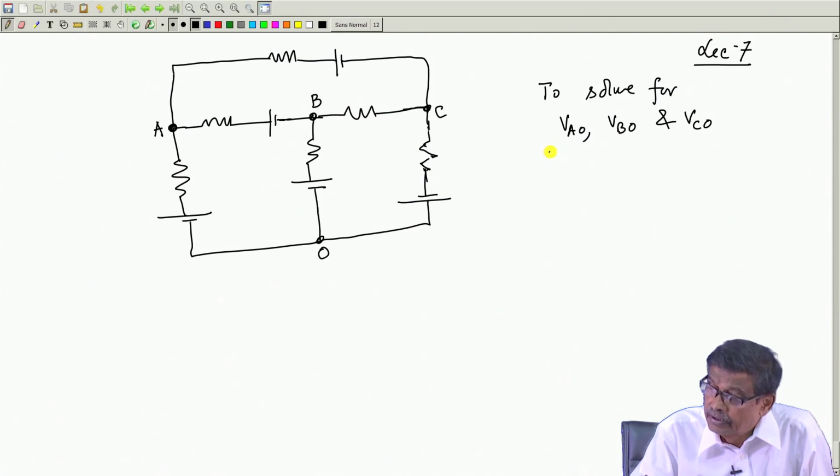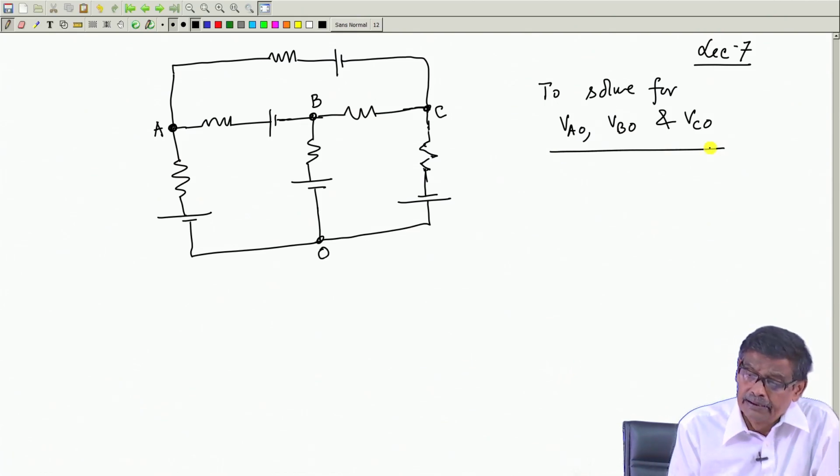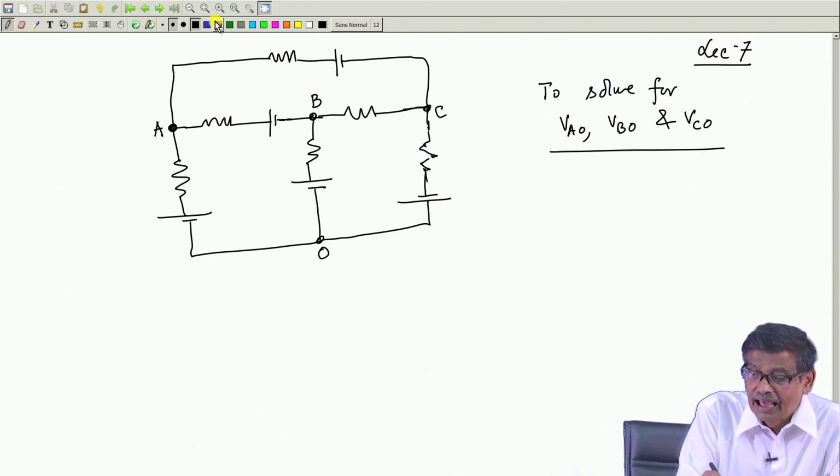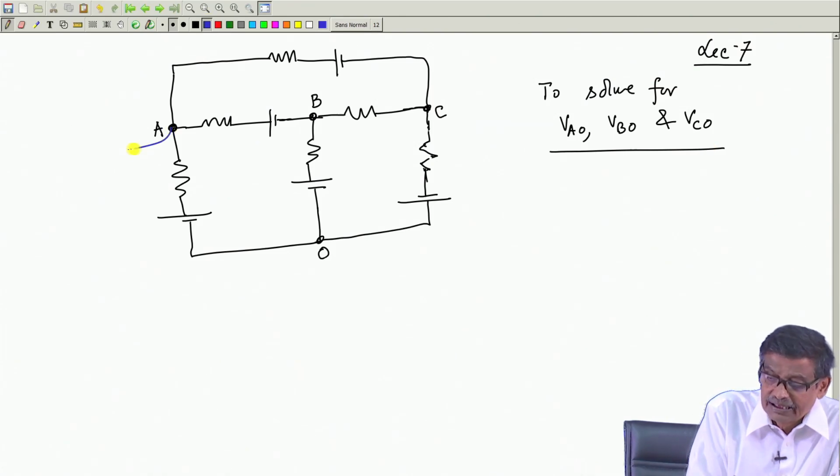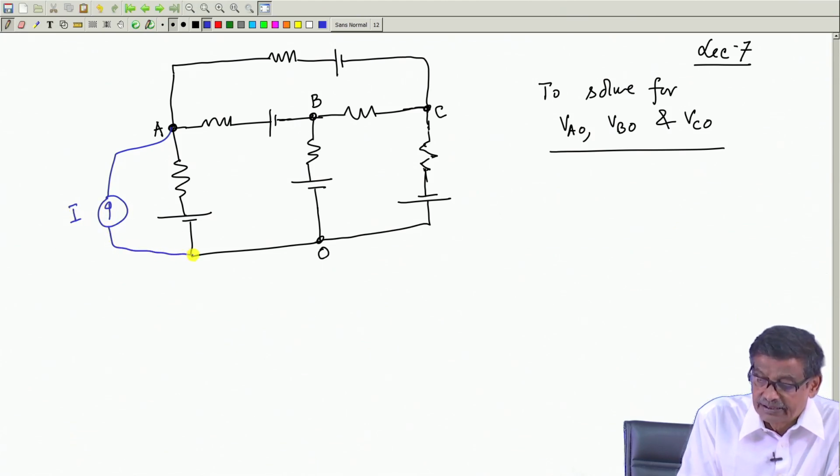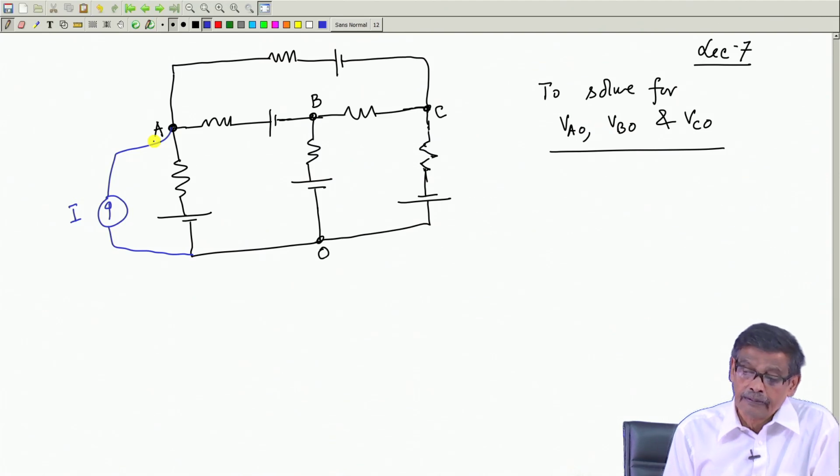Now, how to solve this? Let me also add another thing here. Suppose here is also a current source, just a fixed, ideal current source connected here.